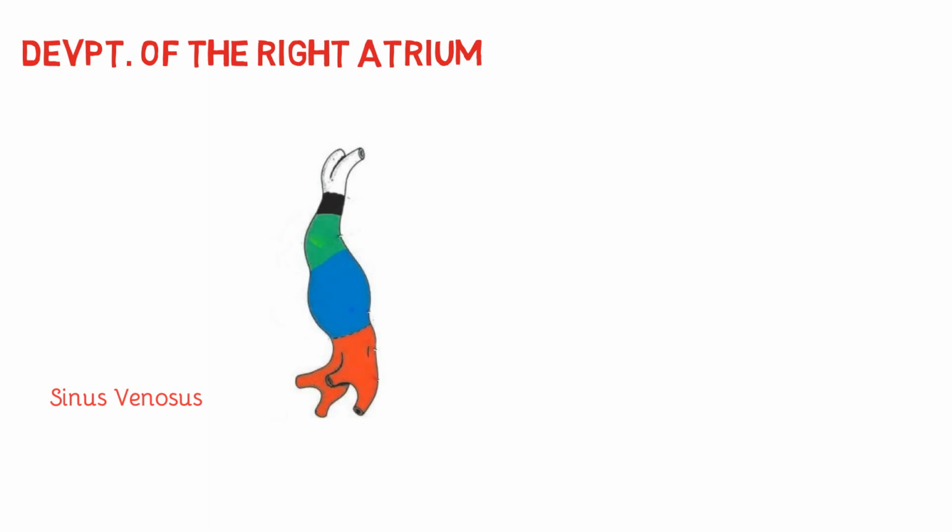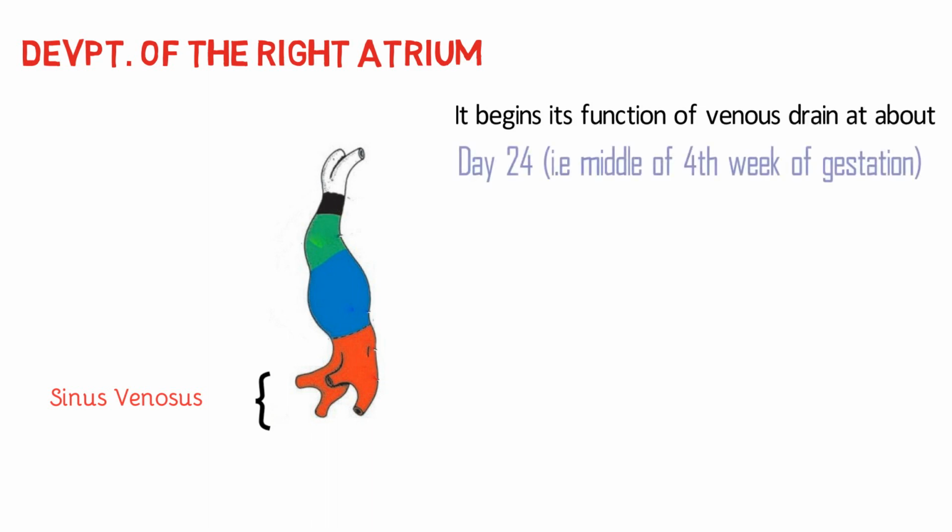However, we can't thoroughly dissect or demystify the development of the right atrium without discussing the sinus venosus, which is key in its development. And yes, the sinus venosus is that part of the heart that is the caudalmost part, which we have come to realize receives venous drain of the whole fetal body. It begins this function of venous drain at about day 24 of gestation, corresponding to the middle of the 4th week.